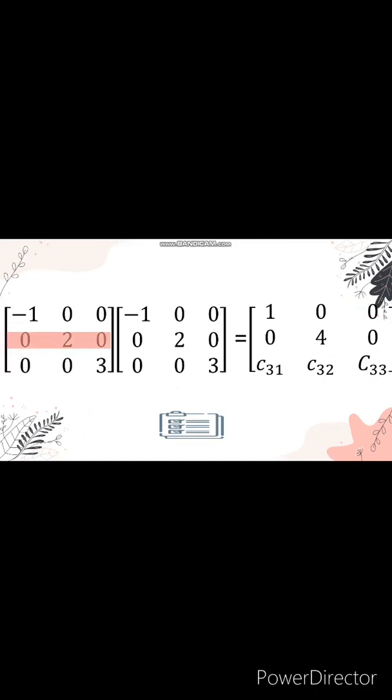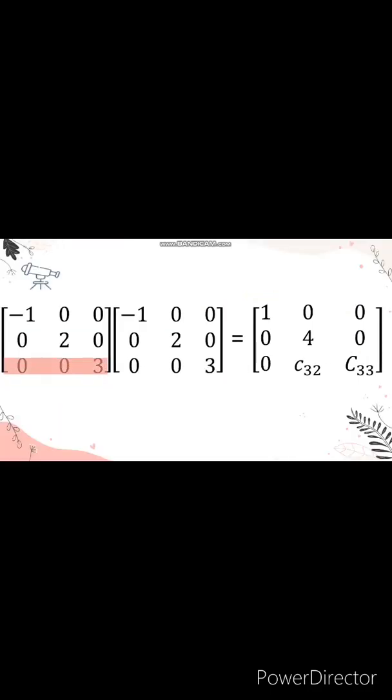Let's multiply the second row to the third column to get the value of C sub 2,3. C sub 2,3 is equal to 0 times 0 plus 2 times 0 plus 0 times 3, to get the value of 0. Let's multiply the third row to the first column to get the value of C sub 3,1. C sub 3,1 is equal to 0 times negative 1 plus 0 times 0 plus 3 times 0, and we get 0.